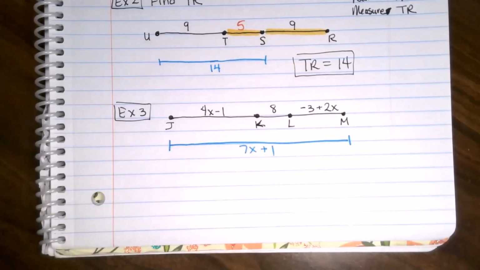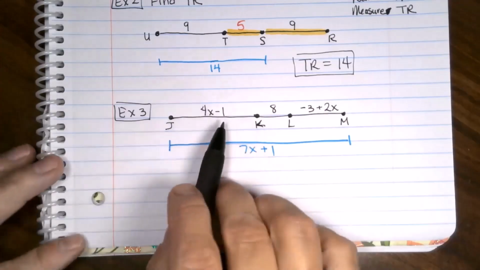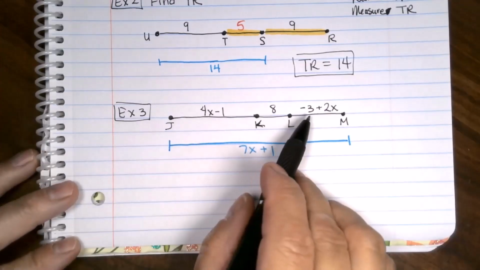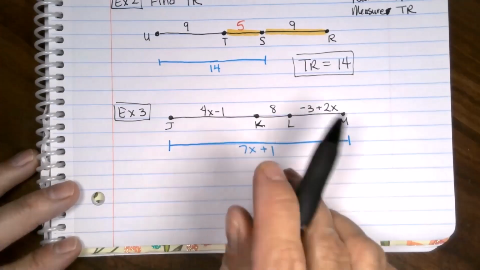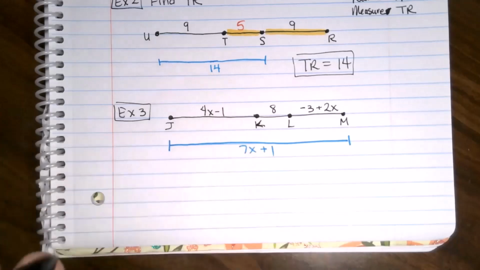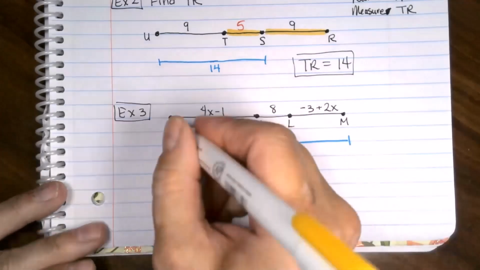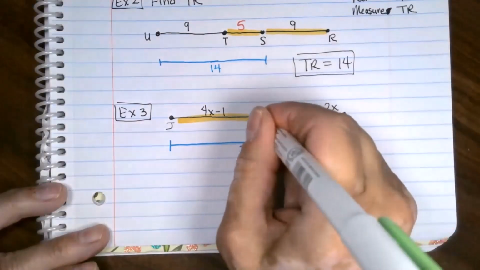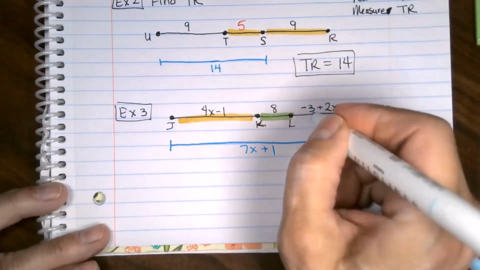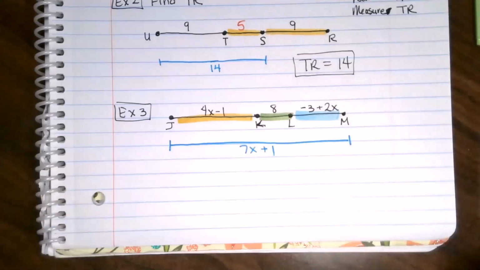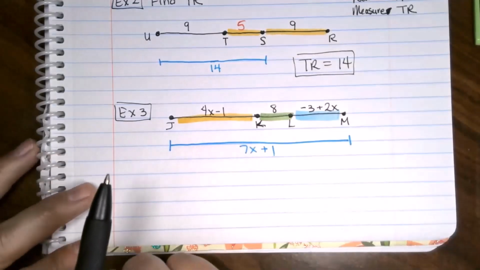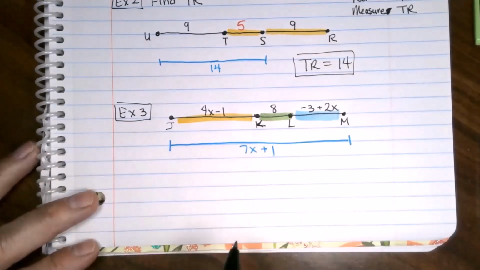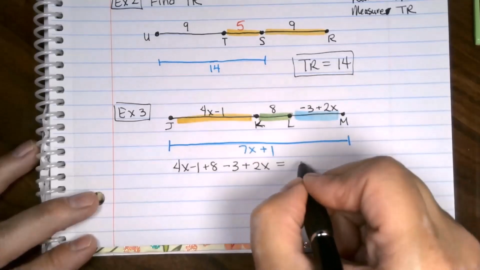We have to use what we know, segment addition postulate. You add up all the little things and set them equal to the total. So that means the 4x minus 1 plus the 8 plus the negative 3 plus 2x has to equal this. So I am going to take each one of these chunks, add them together, combine like terms, do some algebra stuff on it, but it equals this thing, the 7x plus 1.